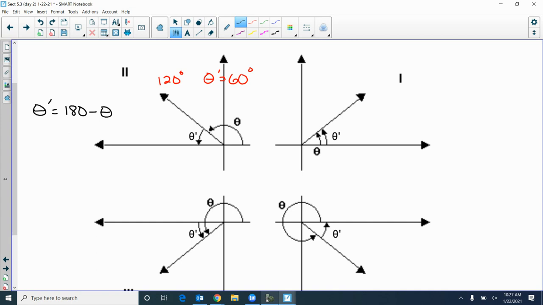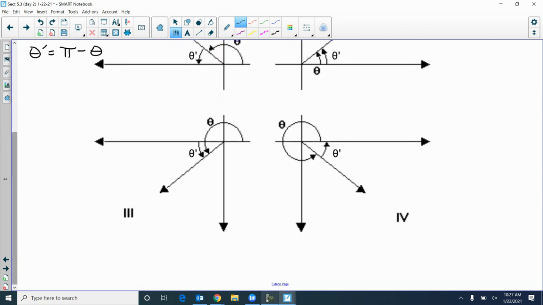But we also have to account for radians. So instead of 180, if your original angle wasn't 120 degrees but 2 pi over 3, your reference angle would be pi over 3. So in radians, you take pi minus theta. If your original angle is in radians, you have to give me the reference angle in radians. All right, if it's in quadrant 3, what would be an angle in quadrant 3?